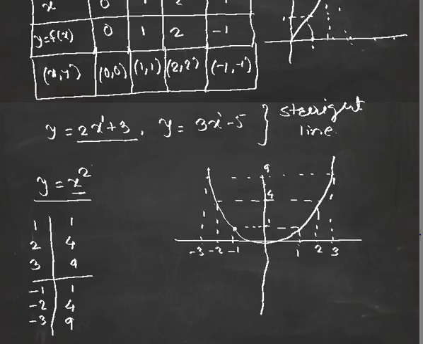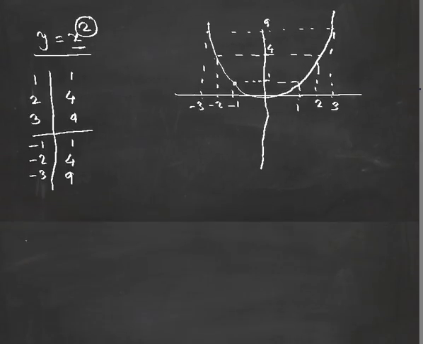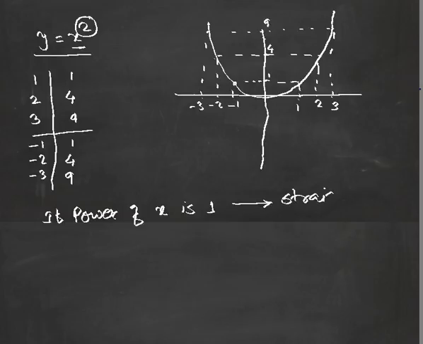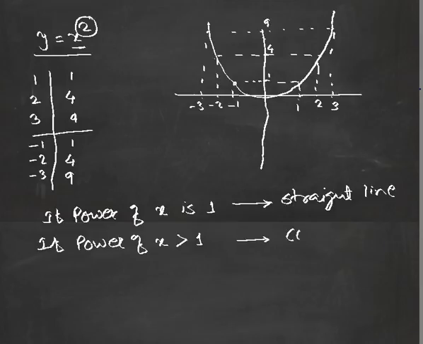So what I want to draw your attention to is that when the power of x is 1, it gives rise to a straight line. And if the power of x is greater than 1, let it be 2 or 3, it gives rise to a curve.